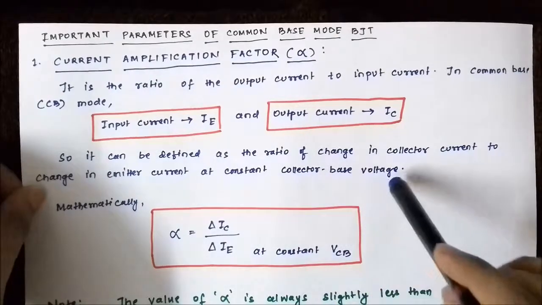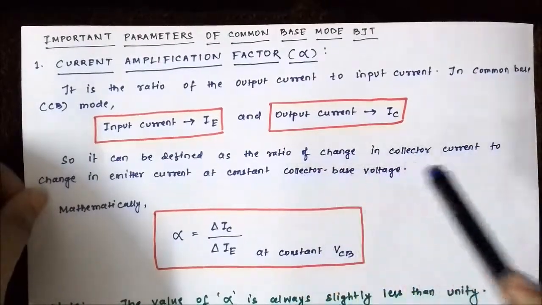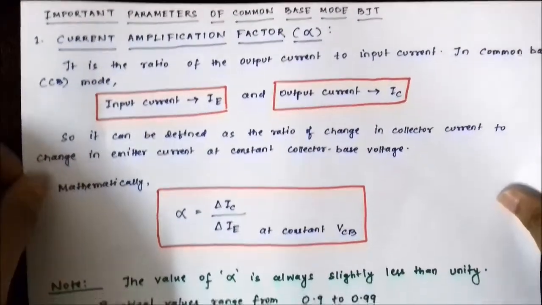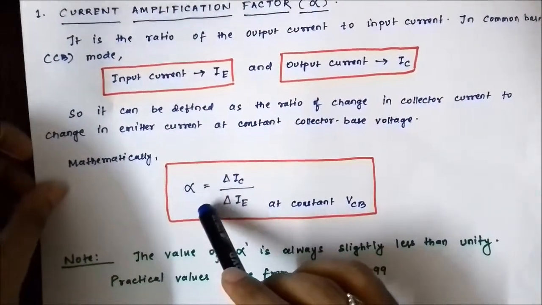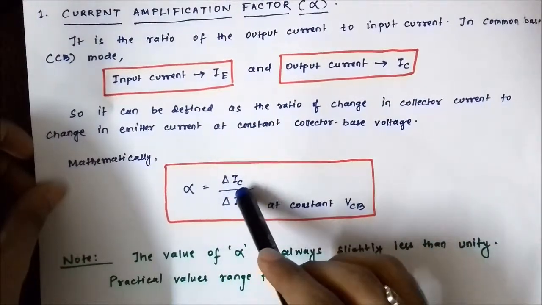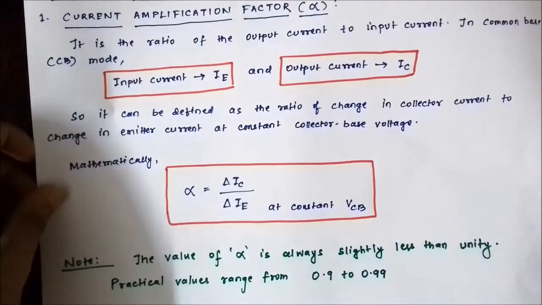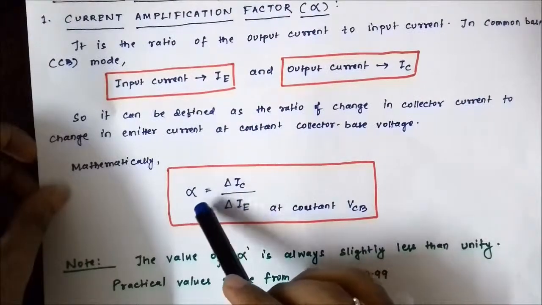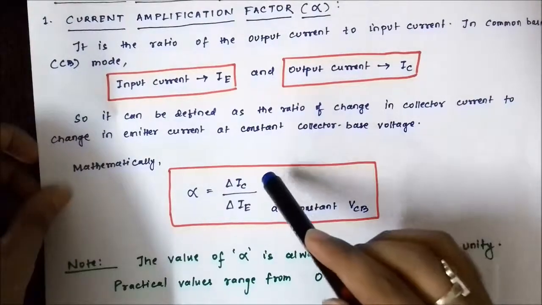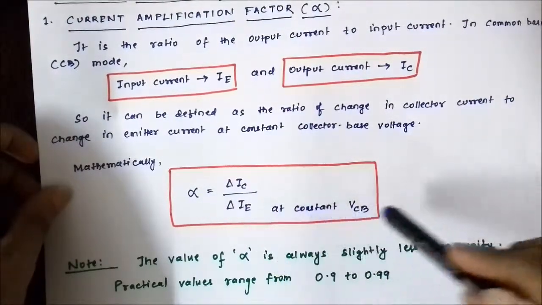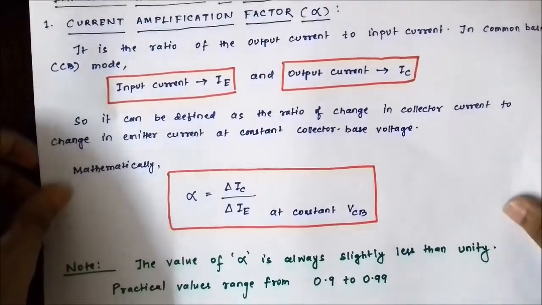Now this is the collector base voltage, which is the output voltage. So at constant collector base voltage, or at constant output voltage, the current amplification factor for common base configuration of BJT is the change in collector current to the change in emitter current. Or you can remember this as, for any configuration of BJT, the current amplification factor is the change in output current to the change in input current at constant output voltage. That is the basic definition.